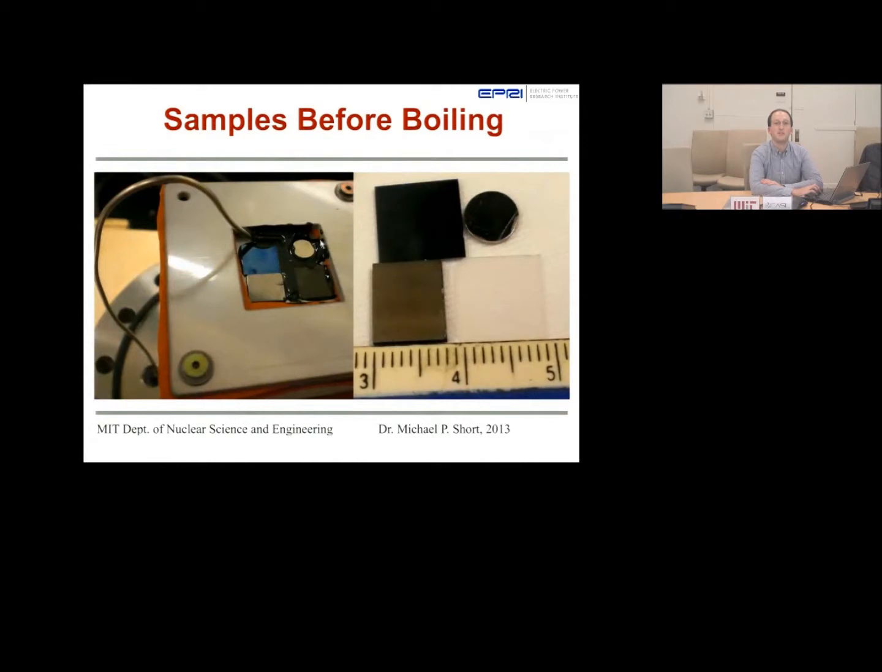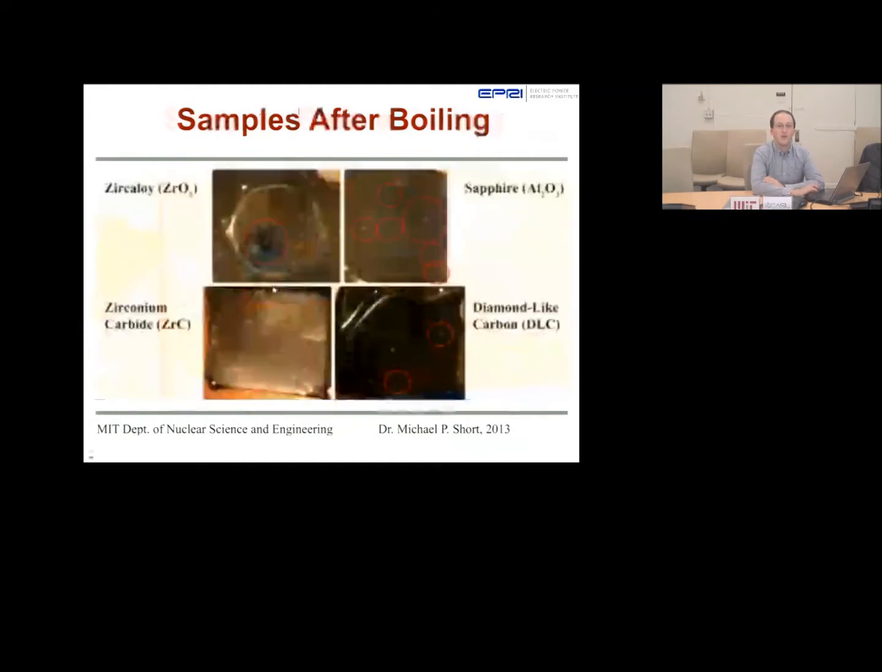So this is a picture of the samples before boiling. Notice they're pretty clean. What we've got here is a little chunk of zircaloy 4, which was a common cladding material, diamond-like carbon, which was chosen for its low surface energy, aluminum oxide or single crystal sapphire, chosen for its high surface energy, and zirconium carbide, a piece of which was actually left over from an undergrad project of mine about 10 years ago. And this is what they look like after about an hour of boiling in water with boric acid and lithium hydroxide, just at ambient conditions, 100 Celsius and atmospheric pressure.